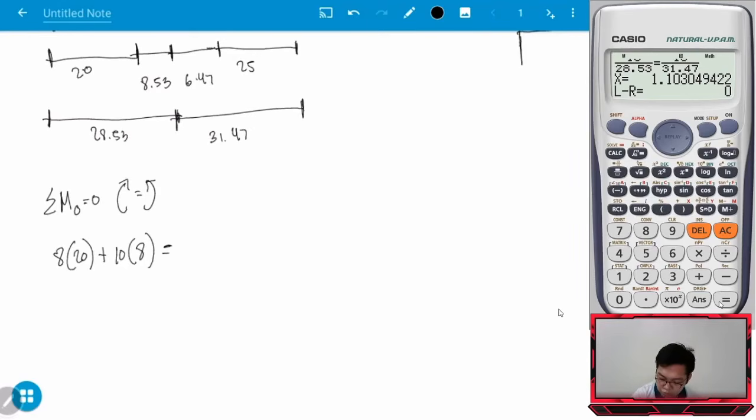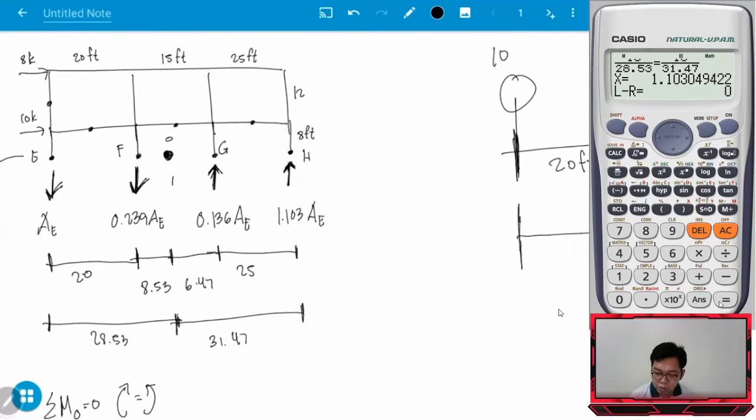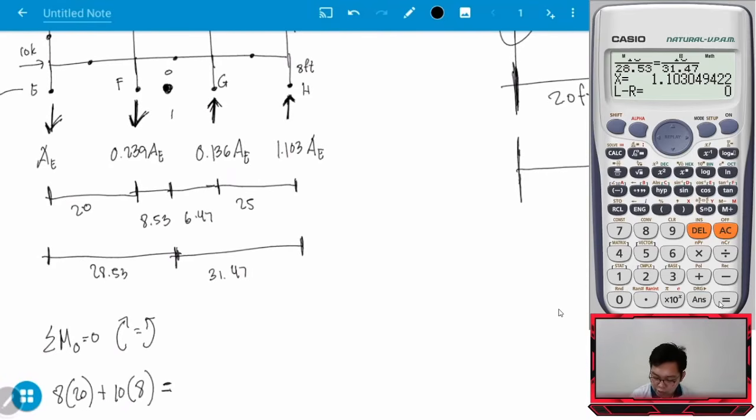So this must be equal to, number 1 is yung AE. Ano yung moment arm ng AE? Yung moment arm niya is 28.53. And then plus, ano yung moment arm ng AF? That's 8.53. Ano yung AF guys? 0.239 AE. Yan, di ba? And then plus, okay, ano yung AG? That's actually 0.136 AE. Okay, uy, yung moment arm pala. Nakalimutan ko. Ano yung moment arm ng AF guys?